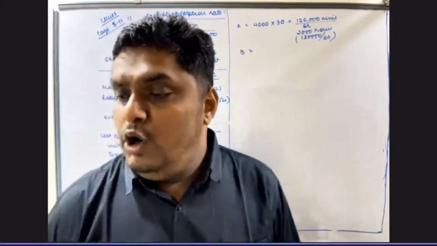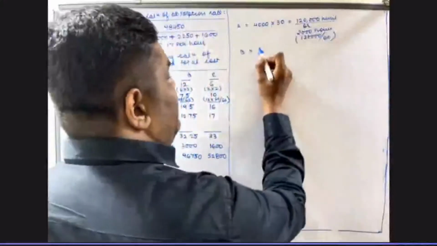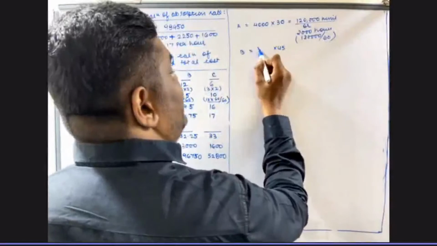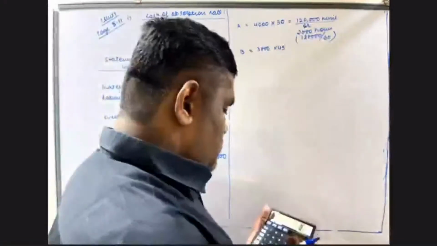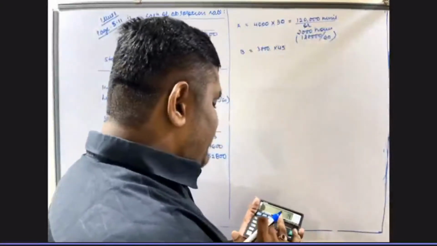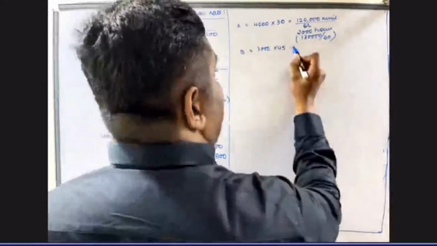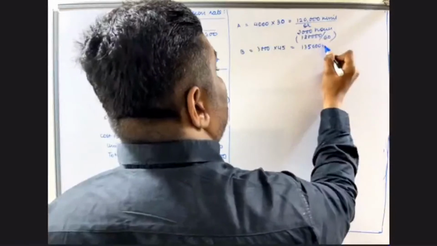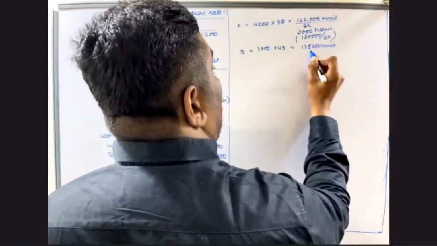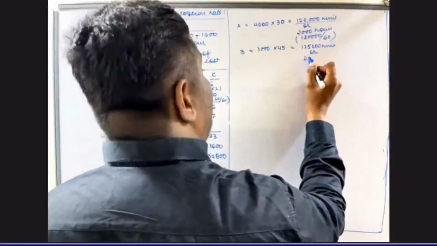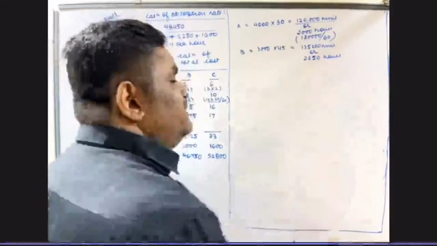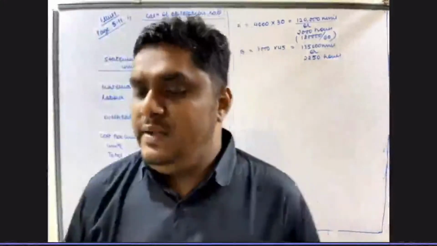Further, when talking about B, it takes 45 minutes and the total units manufactured are 3,000. So 3,000 units and every unit takes 45 minutes. It means 1,35,000 minutes, or we can say how many hours? 2,250 hours. So it's a basic calculation, basic mathematics, guys.